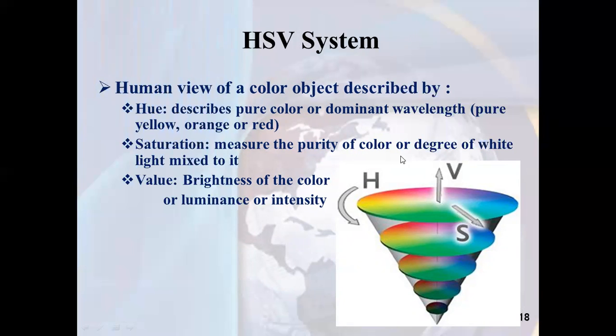Saturation measures the purity of color, or the degree of white light mixed into it. It means that if we have a red color with a specific wavelength in nanometers, how far is this color from the standard wavelength. And we have the value, which is based on the brightness or luminance, the intensity of the color: whether the color is faded or the intensity of color is high.